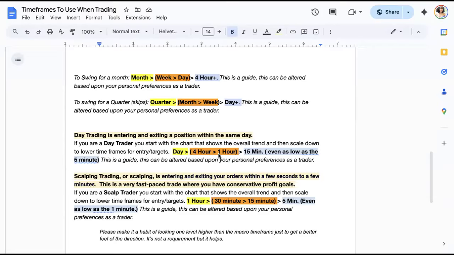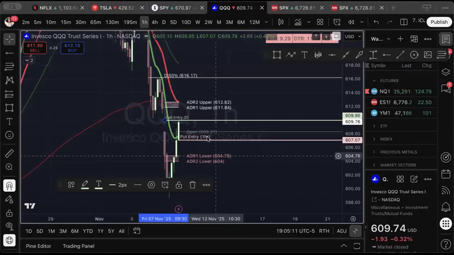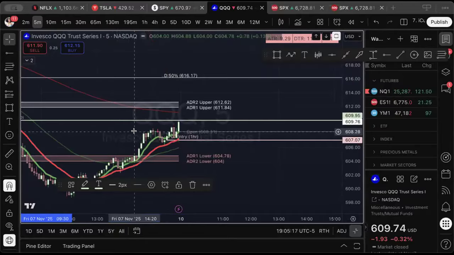I ain't got to look at this no more unless I'm just navigating through the time frames as the day goes on, to see if we're more on an uptrend overall in the day. But when it's time for me to get into my trade, I'm going as low as the 5 minute. Me personally, this is a guide. This can be altered based on your personal preference as a trader, okay? When it's time for me to get into the trade, all of this is done, right? I would have my ATR mapped out, my price targets, all that. When it's time for me to get in, I can go as low as the 5 minute.